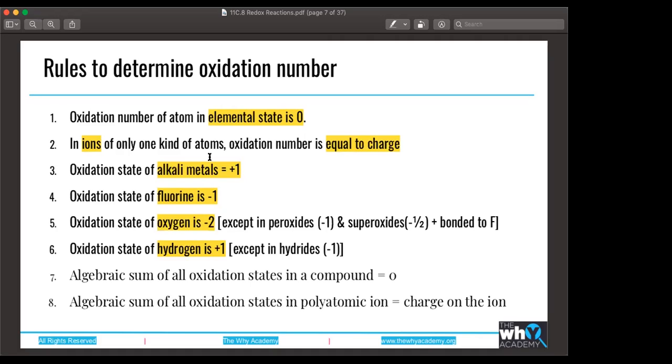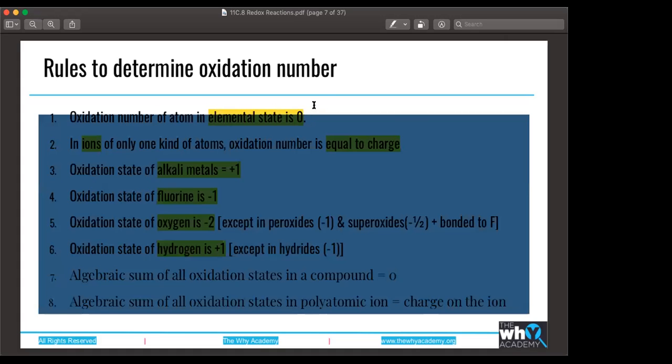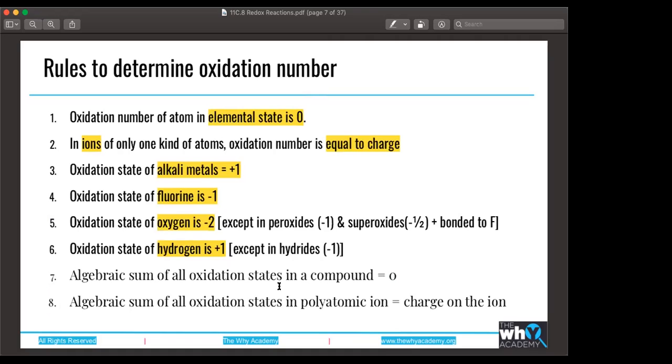Okay. So oxidation number of an atom in the elemental state is 0. So elemental state involves molecules like Cl2, O2. As long as it's in the elemental state, there is no loss or gain of electrons, so to speak, right? So oxidation state is 0. The oxidation number assigned is 0.